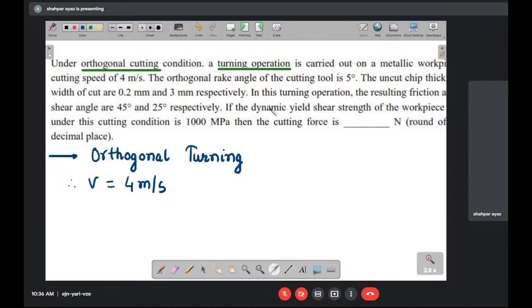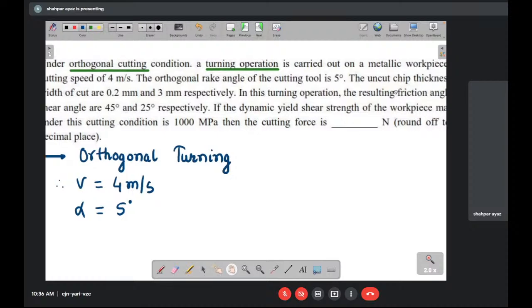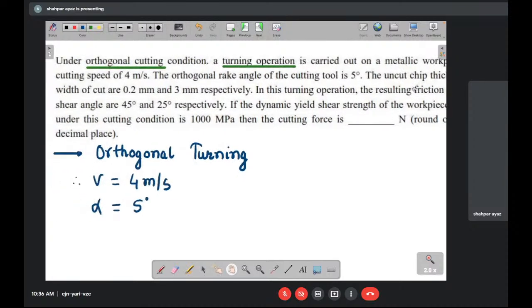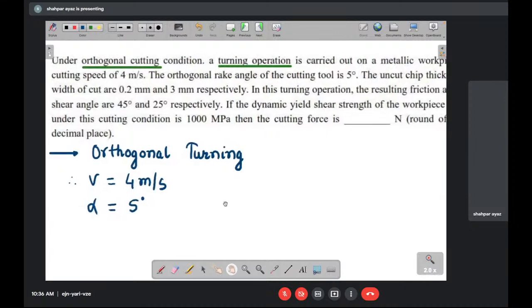The orthogonal rake angle of the tool is 5 degrees, so alpha is 5 degrees. Next is the uncut chip thickness and width of cut. Uncut chip thickness we denote as t, which is 0.2 mm, and width of cut, b, is 3 mm.